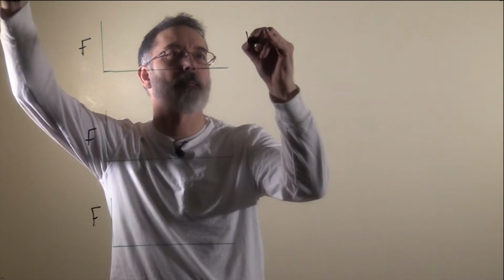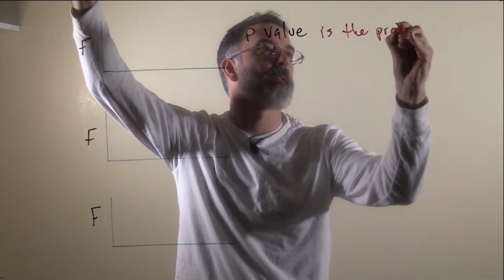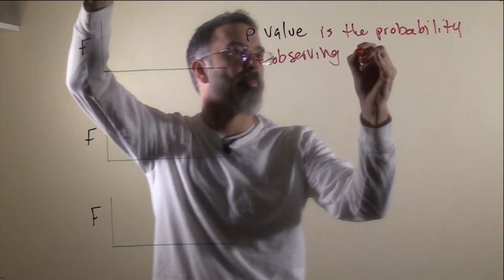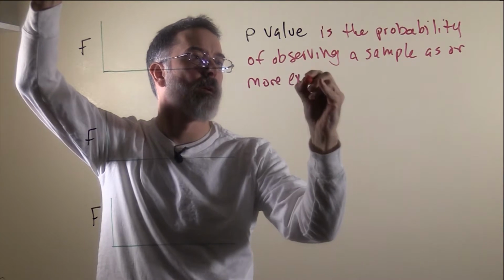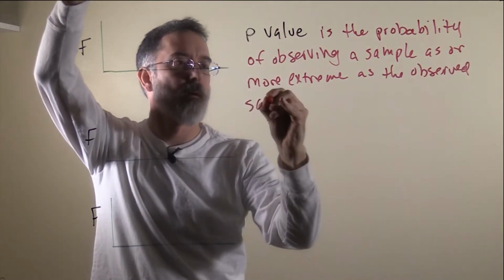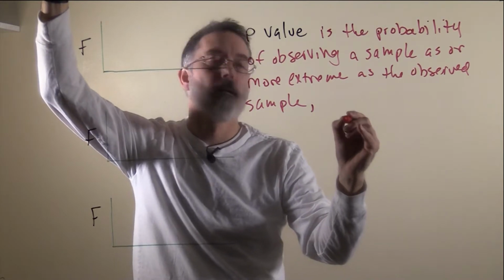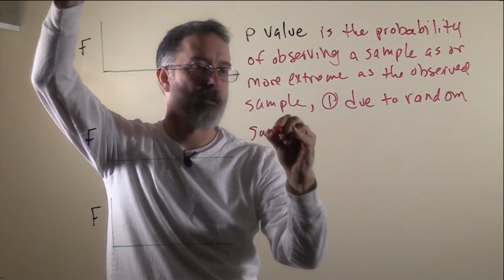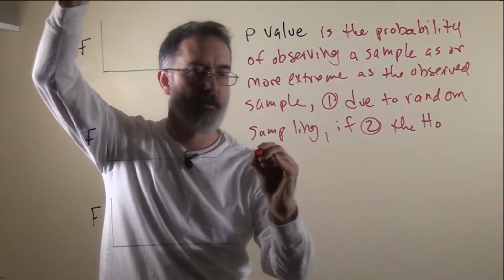The next concept I want to talk about is a p-value. And a p-value is the probability of observing a sample as or more extreme as the observed sample, that is the sample that you actually have in your study, due to random sampling, if the null hypothesis is true.